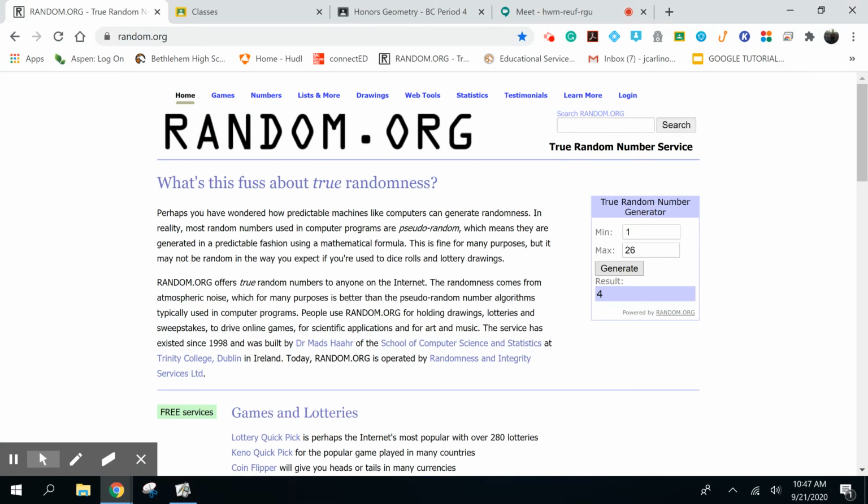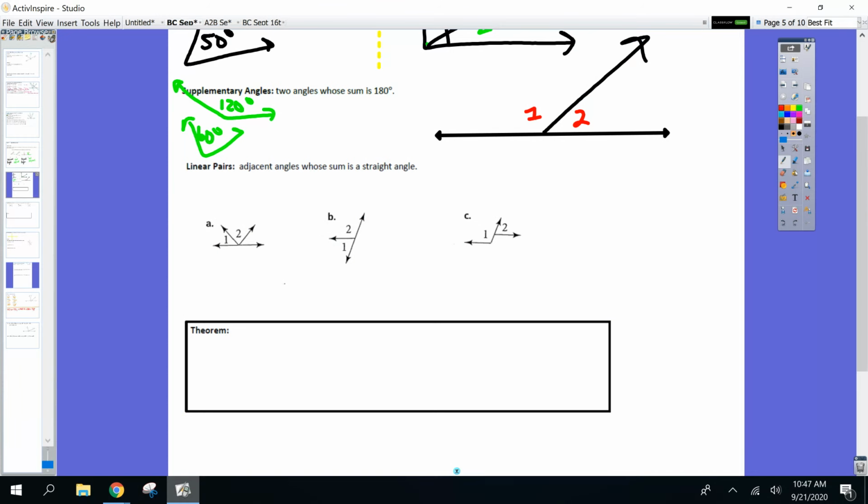Here we go, Gideon. In part A, are angles 1 and 2 a linear pair? Are they adjacent angles that form a straight line? No. Everyone agrees they're adjacent, but they don't form a straight line. They've got to form a straight line. Okay, how about part B?